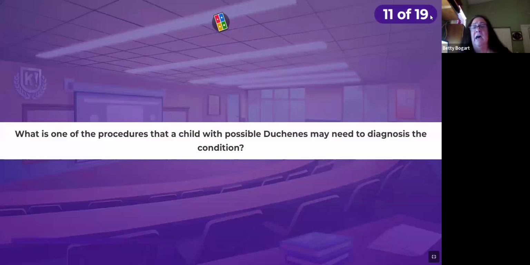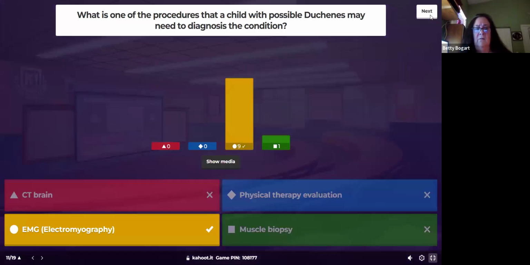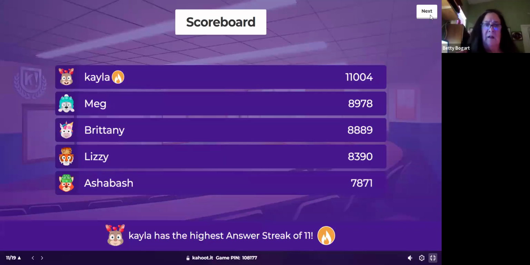One of the procedures that a child with possible Duchenne's may need to diagnose the condition is what? What do we do to help diagnose this? Remember, Duchenne has to do with progressive muscle weakness. So it's called an EMG, electromyography. Remember, once they are done with this exam, it's like they ran a marathon. They're going to hurt. So make sure you give them something, Tylenol, Motrin, something.